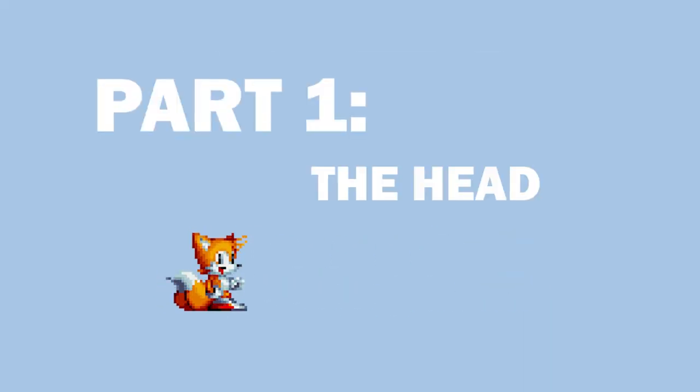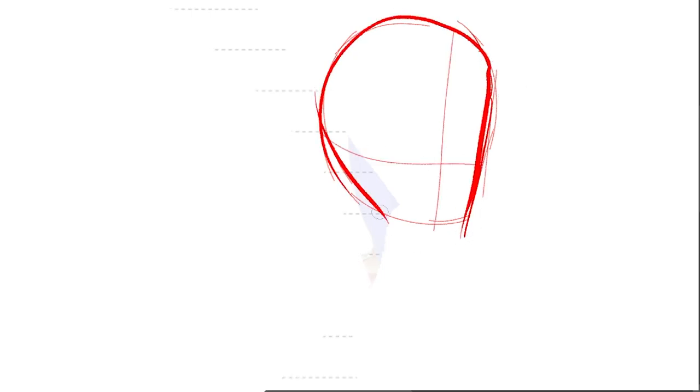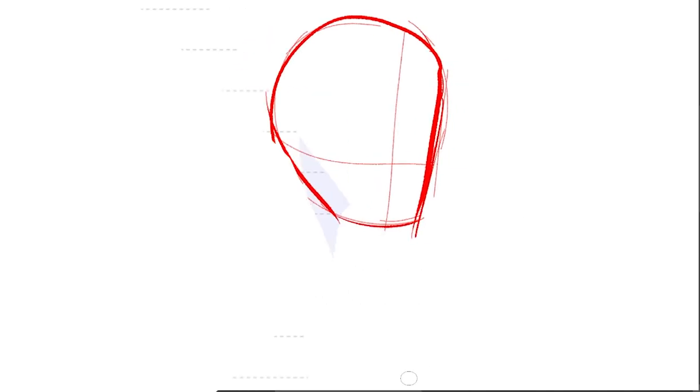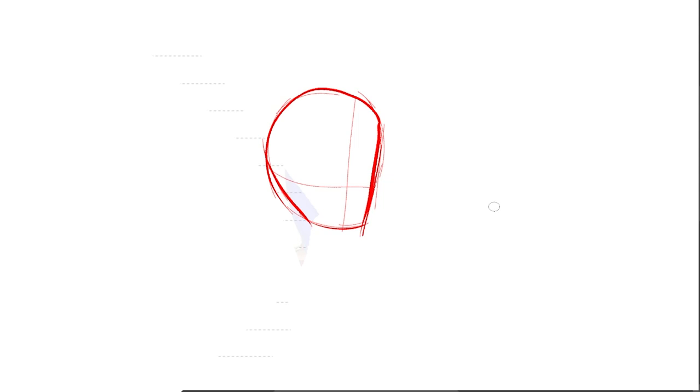The Head. When we first draw Tails, looking at his reference, you'll notice that his head is shaped pretty weirdly. It's not necessarily similar to Sonic, because Sonic's head is a circle. But Tails is kind of like a weird bent circle. The best way I can describe his head is that it's kind of like a circle cut in half. Or rather, it's similar to a human face, actually. Like a little bit of an oval. If you ever studied anime characters, they have a similar facial structure.